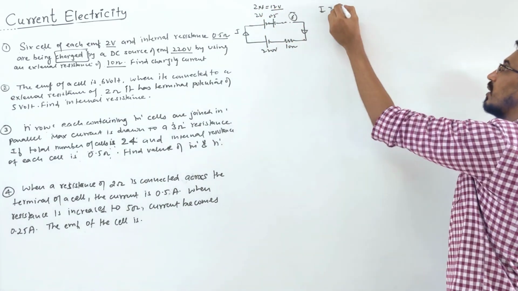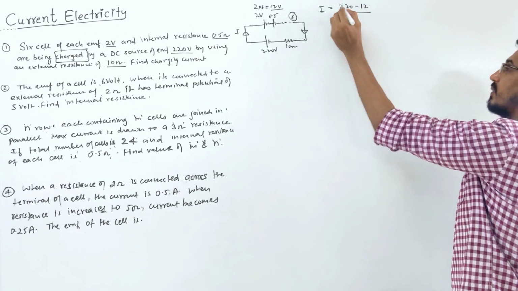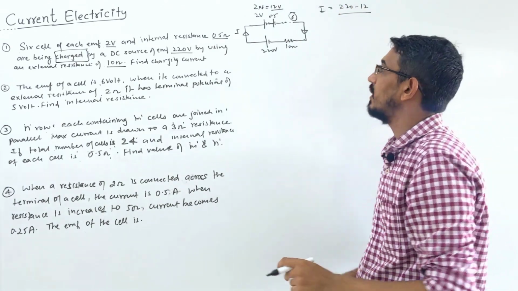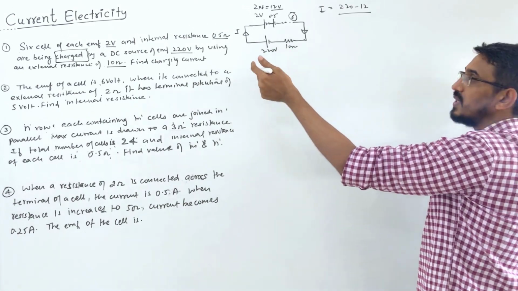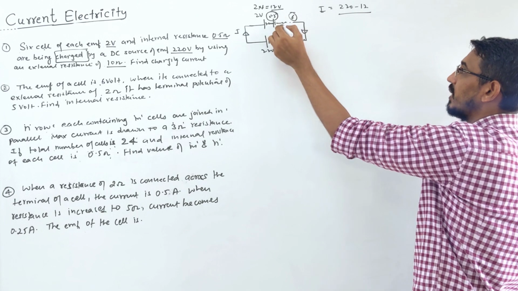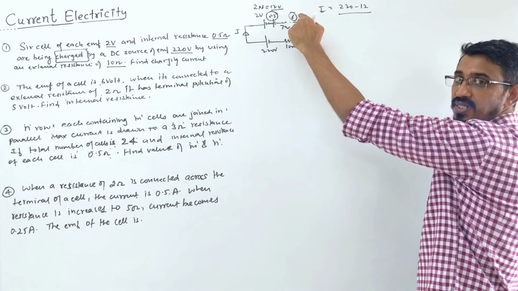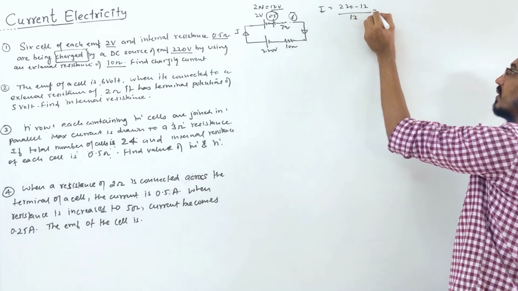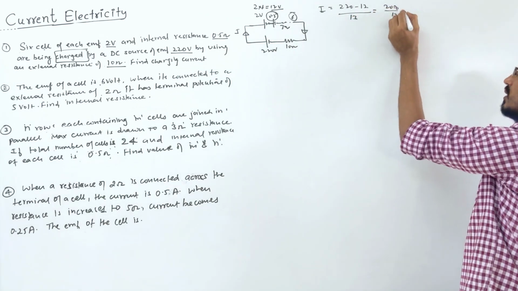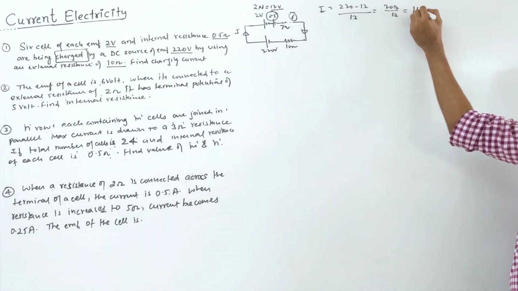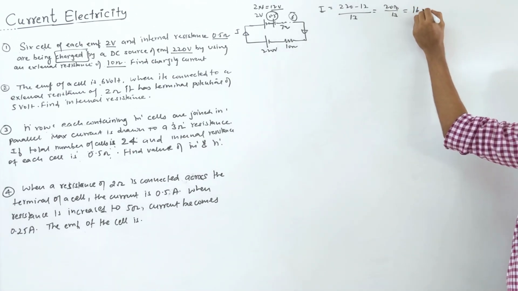So what is the net potential? 220 minus 12. Correct? It's a charging case, so they will consume potential. What is the total resistance? Each cell has internal resistance of 0.5. We have 6 cells, so that becomes 3 ohm, 0.5 into 6. Then the series resistance is 10 ohm. So the net resistance is 13. 208 by 13, so this should be around 16 ampere approximately.